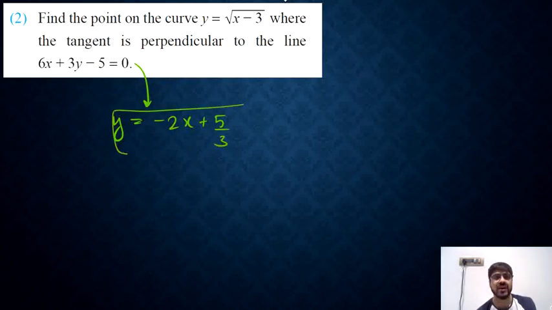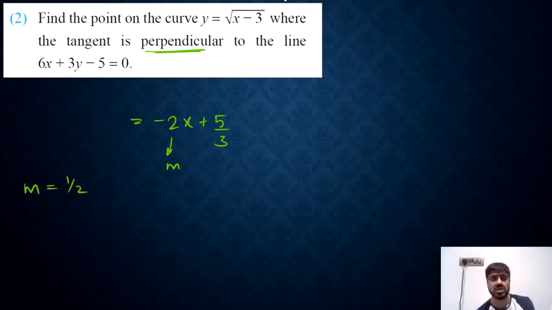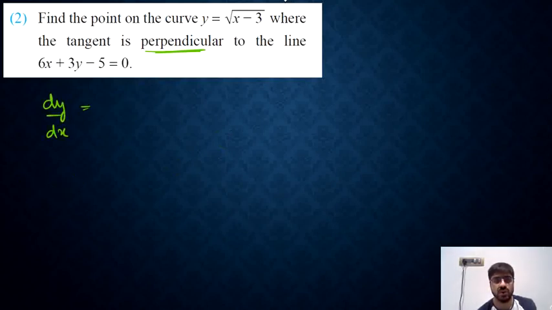So if I compare it with y equal to mx plus c, the value of m is going to be minus 2. So the slope of this line will be minus 2, but our tangent is perpendicular to this line. So for our tangent, the slope is going to be the negative reciprocal of minus 2. That is, the slope of our tangent is going to be equal to 1 by 2. But slope of tangent represents the value of dy by dx. So for this sum, we are told that dy by dx will be equal to 1 by 2.